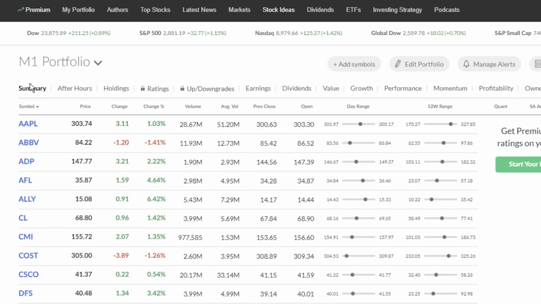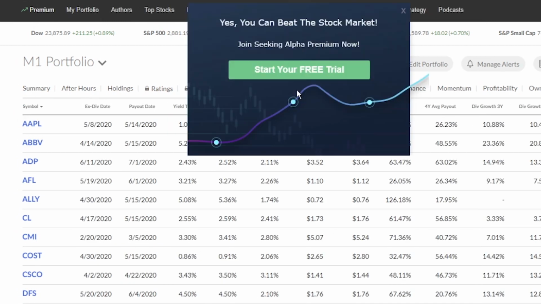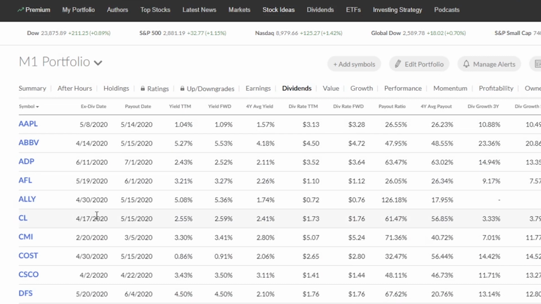It gives me some really great insight under the summary tab, so quick overviews on all these companies. But they also have a dividend tab right over here, where if I click on this, it tells me so much information all at once, mainly the ex-dividend date and then the payout date.